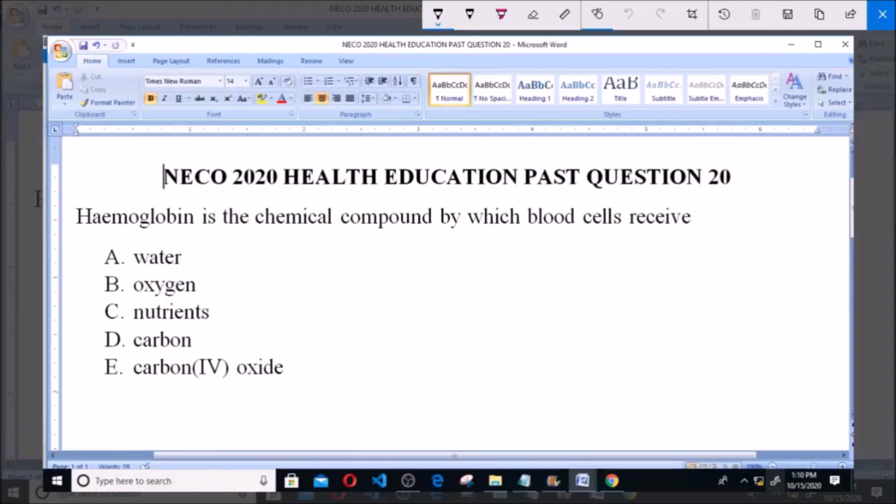I will be answering NECO 2020 Health Education Past Question 20. Hemoglobin is the chemical compound by which blood cells receive: A. Water, B. Oxygen, C. Nutrient, D. Carbon, and E. Carbon dioxide.